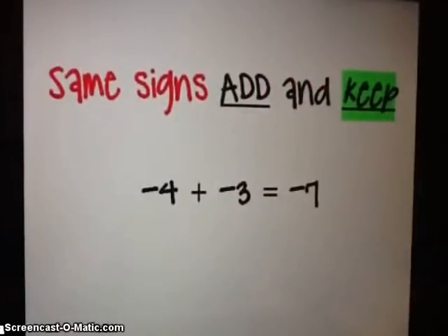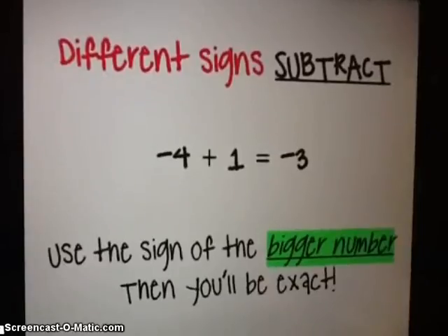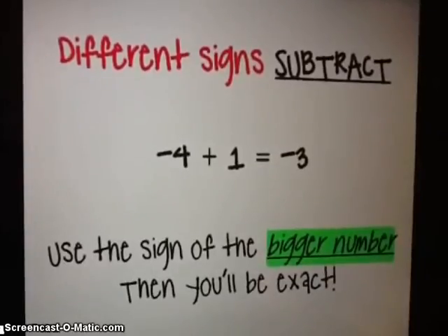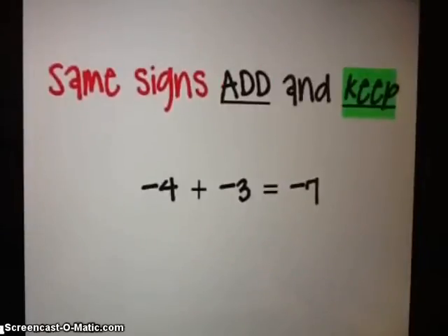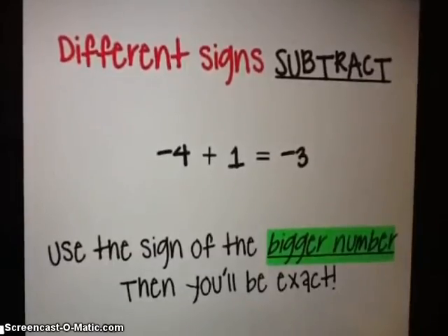Same signs add and keep, different signs subtract. Use the sign of the bigger number, then you'll be exact.